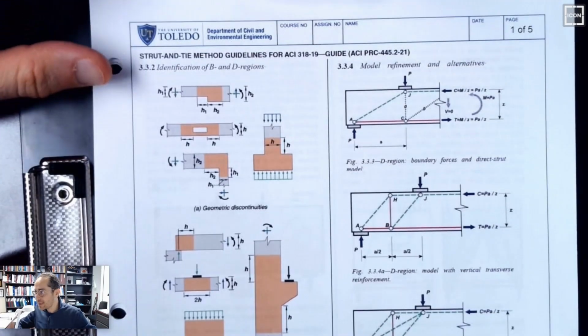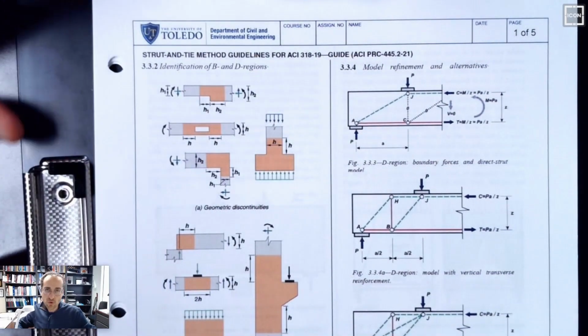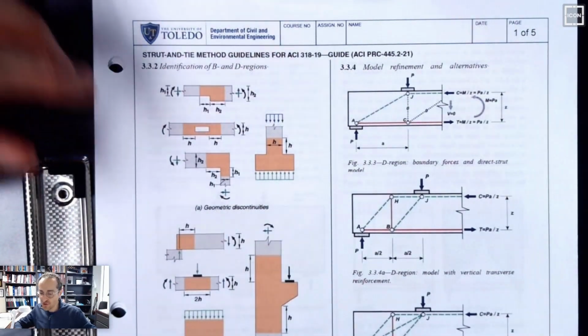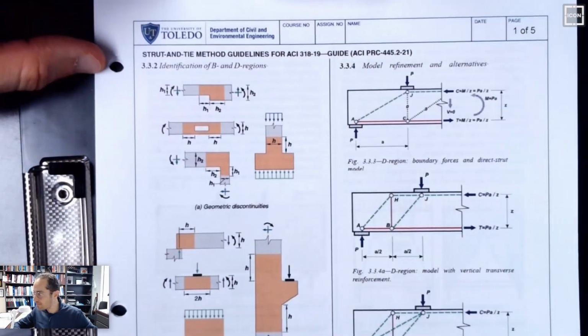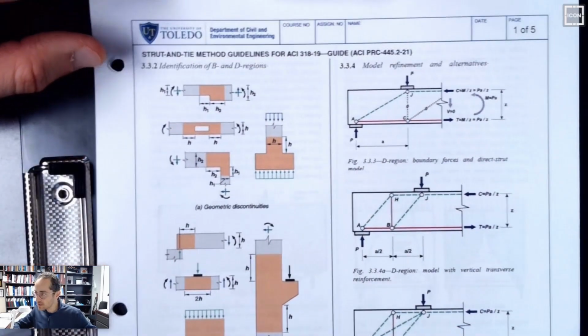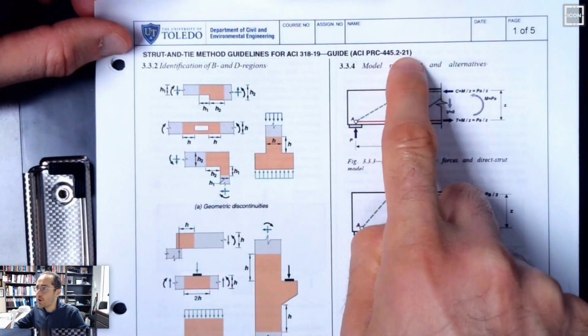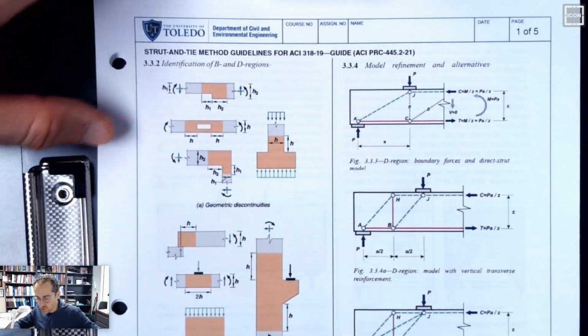This is coming from ACI. I know you don't use ACI, but ACI documents are very well detailed. They are colorful and they show lots of geometrical information which is applicable to any code, any strut-and-tie method. So these are some screen captures from ACI PRC 445.2-21. So this is a new document, relatively recent.